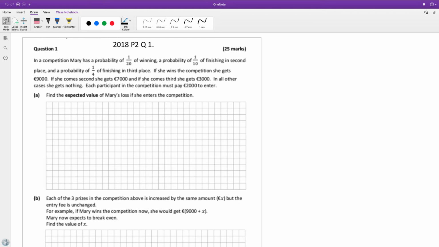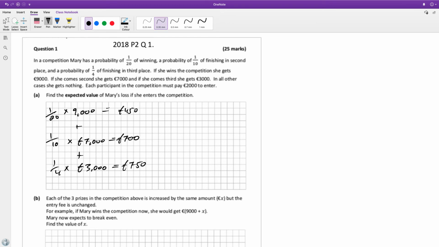So, probability multiplied by outcome: 1/20 multiplied by 9,000, which is 450 euro, plus 1/10 multiplied by 7,000, which is 700, plus 1/4 multiplied by 3,000, which is 750 euro. 750 plus 700 plus 450 is 1,900 euro. That is your expected value.